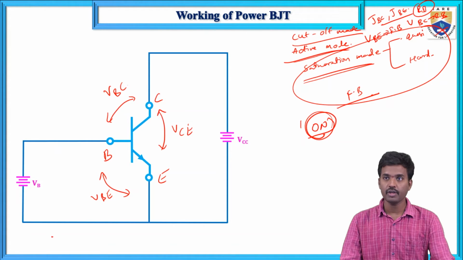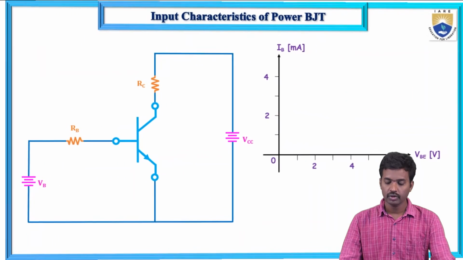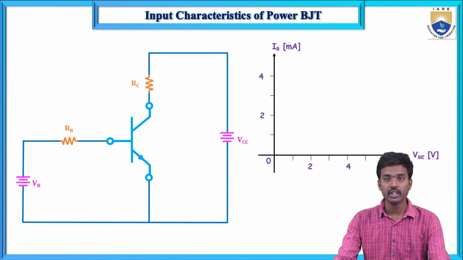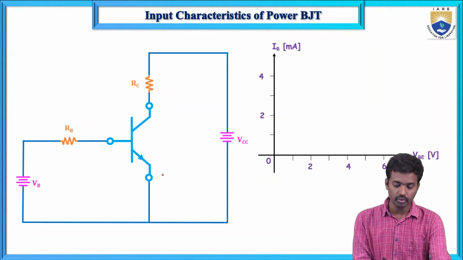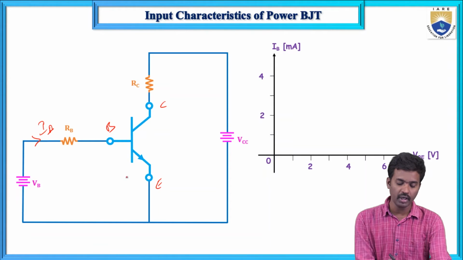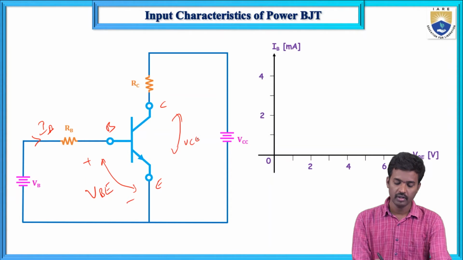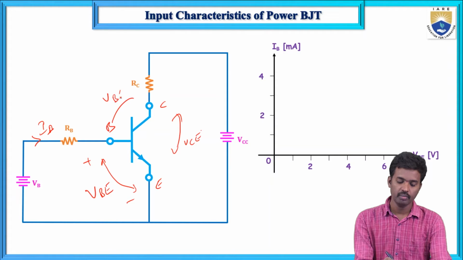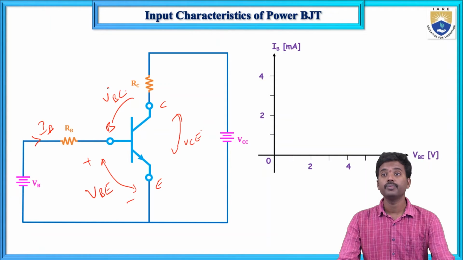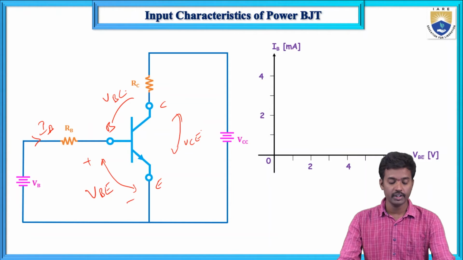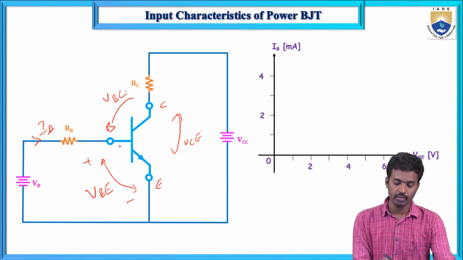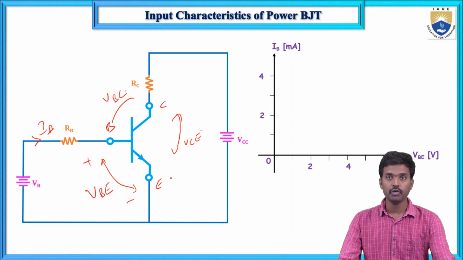Next, input characteristics of power BJT. What are the input parameters, what are we giving? Here the input voltage, collector, emitter and base. This is base current IB, and this is plus and minus VBE. This is VCE and this is VBC. If you apply some amount of voltage to this collector, base, emitter, some amount of current flows.